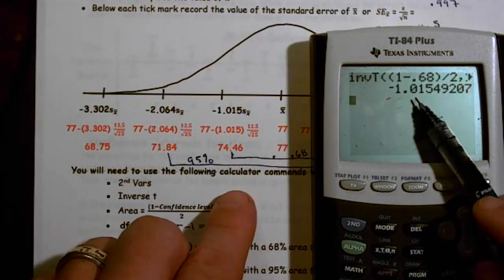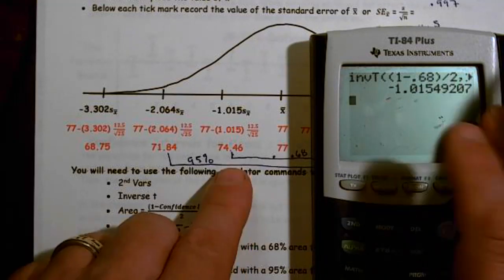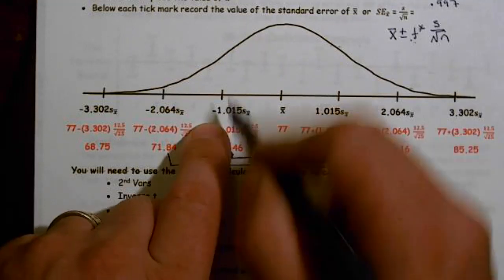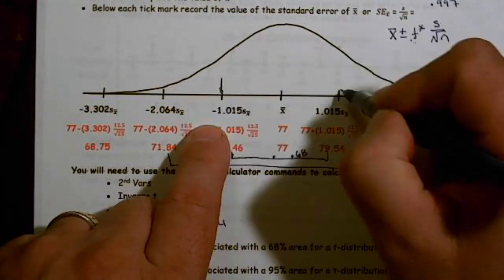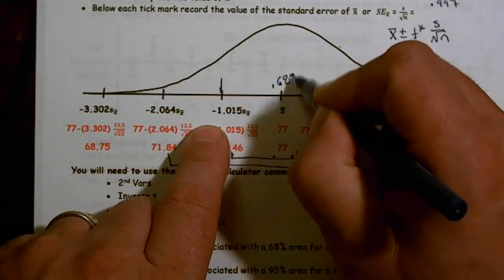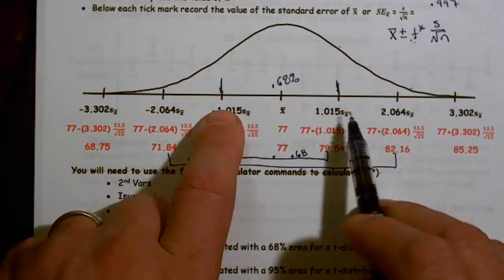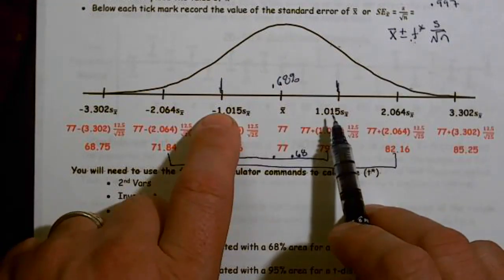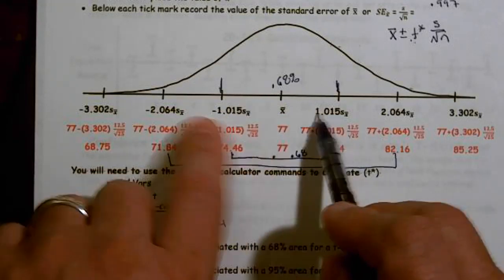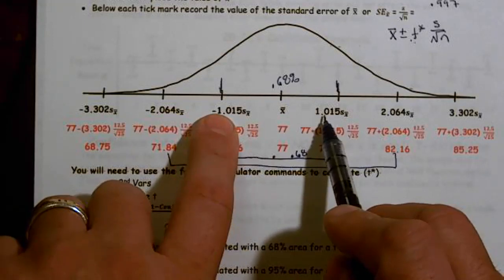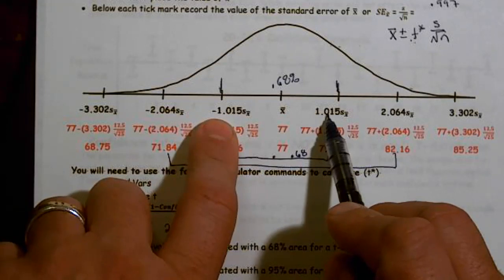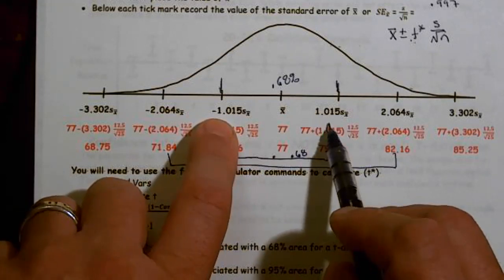And we end up getting 1.015, and that's going to be plus or minus 1.015, and that's where this value came from. So between here and here lies 68% of my data. And notice that's slightly larger than the z-score. Why? Because there's more area in the tail, so we have to be a little further spread out. The t distribution is a little more spread out. There's more variation. So instead of being 1 standard deviation, we're 1.01 standard deviations.